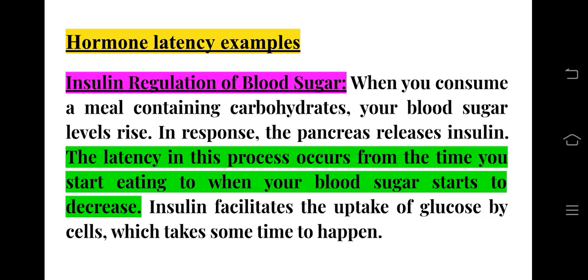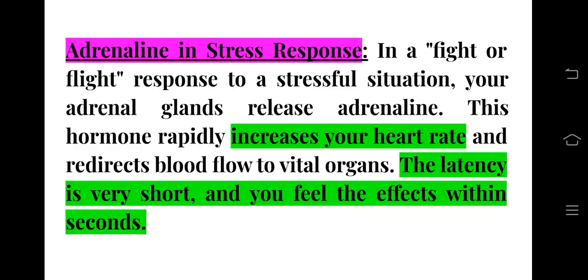Insulin regulation of blood sugar. When you consume a meal containing carbohydrates, your blood sugar level rises. In response, the pancreas releases insulin. We know that. The latency in this process occurs from the time you start eating to when your blood sugar starts to decrease. So that is the time delay or the latency of this insulin hormone. Then insulin facilitates the uptake of glucose by cells, which takes some time to happen. So this is about insulin regulation of blood sugar, which can be stated as an example.